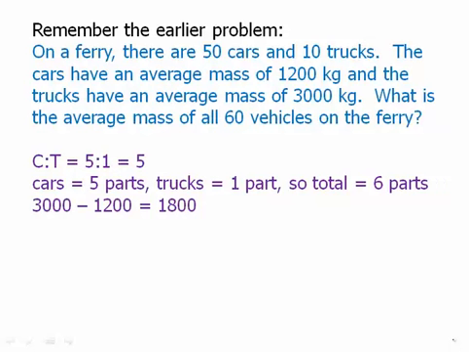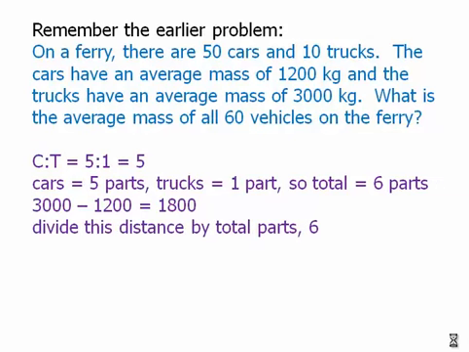Now we're going to look at the distance between the two averages. 3,000 minus 1,200 is 1,800. So that's going to be 1,800. That's the real estate on the number line between those two averages. And that's going to have to be divided into 6 parts because our proportion is in 6 parts. So we divide that into 6 parts. And so 1 part would be 1,800 divided by 6, which is 300. And so that means that 1 part is 300, 5 parts is 1,500, and so that tells us how that 1,800 is split up.